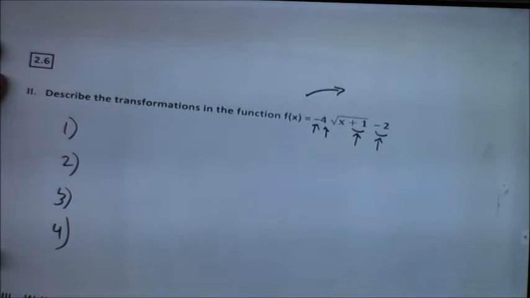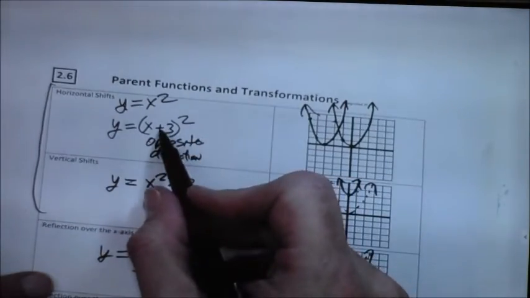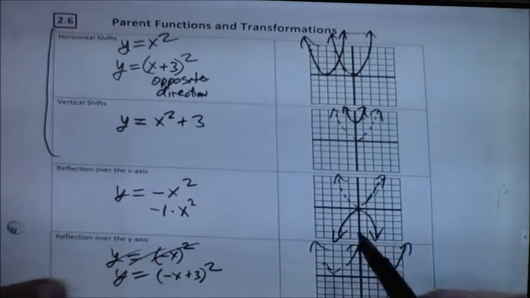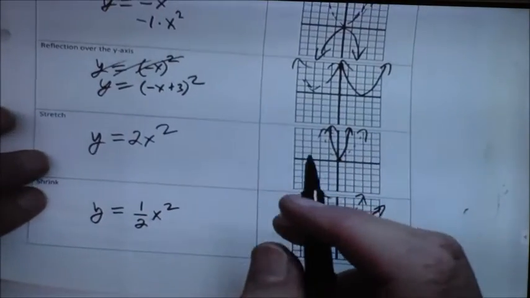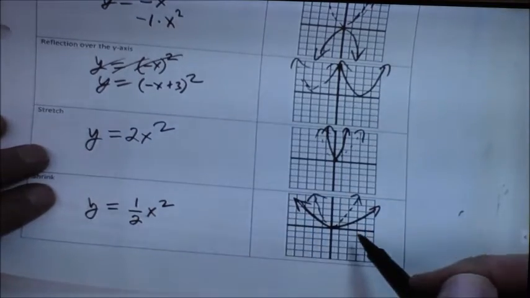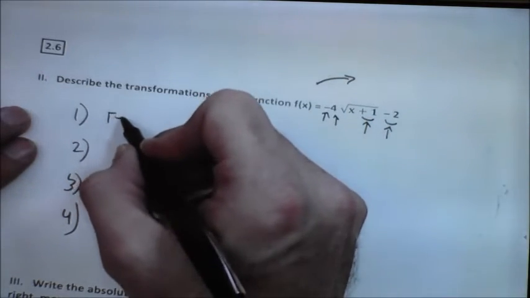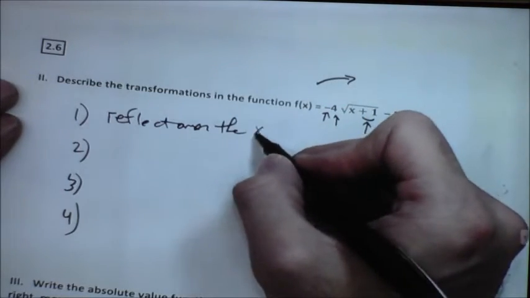Reflection. Reflection? Over what? In this case, it would be the x-axis, right? It is, because it's on the outside. And that's why on the page before, it shows you for each of these things, if it's on the inside, it's moving this way. If it's on the outside, it's moving that way. If it's negative, flips over the x-axis. Negative inside will make it flip over the y-axis. Probably not going to see that much. A number greater than 1, a number less than 1. So here, the negative means it's going to reflect over the x-axis.